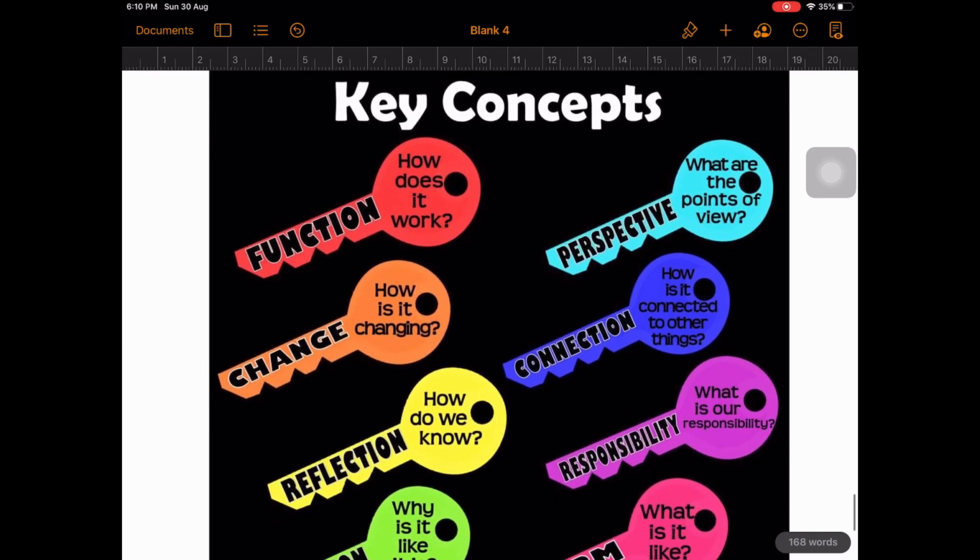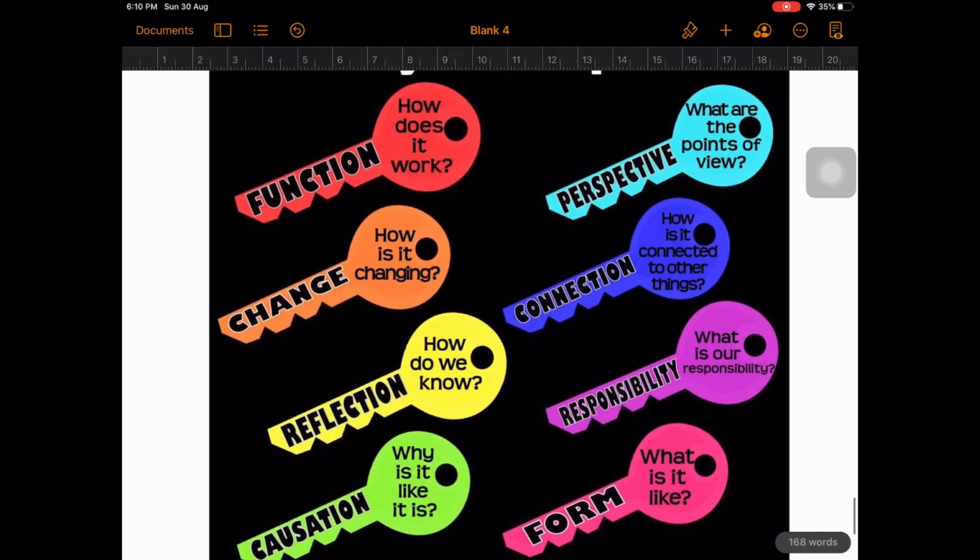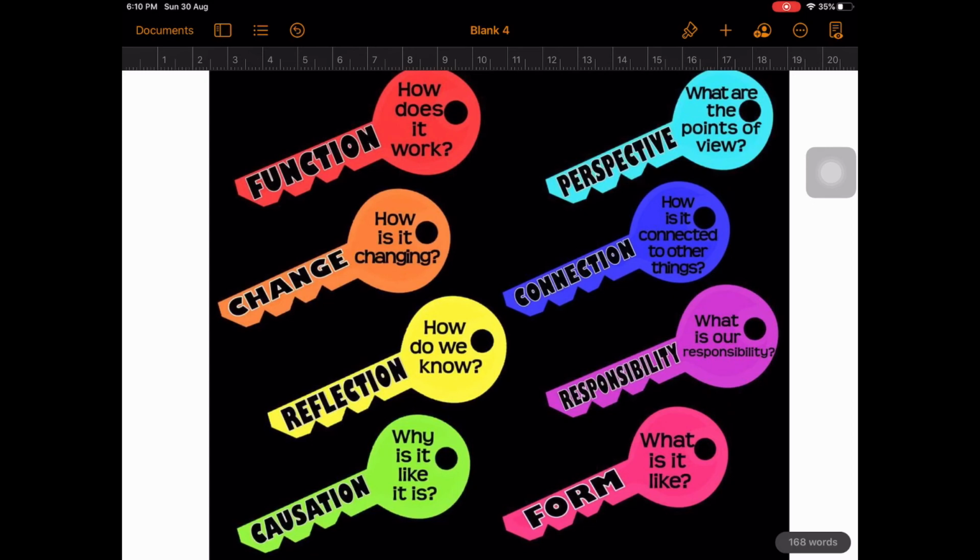UOI key concepts. The key concepts are used to guide inquiries. Function, how does it work? Change, how is it changing? Reflection, how do we know? Causation, what is it?